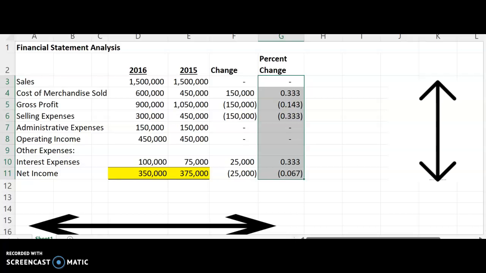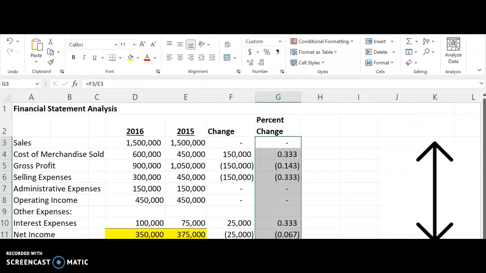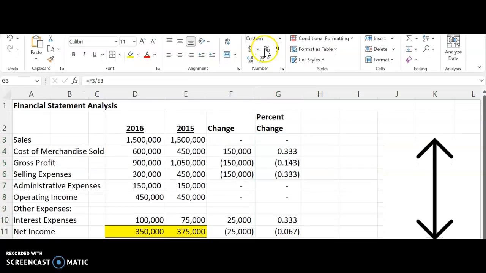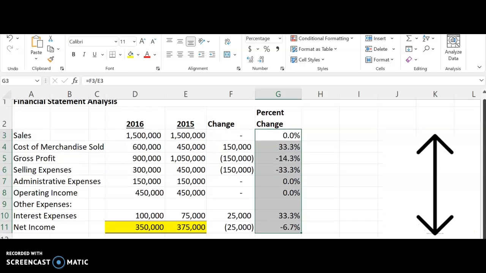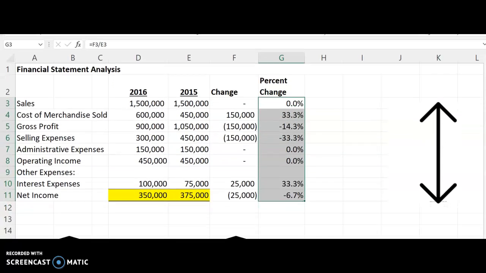Now, if you want to see this, let me move this up if I can for a second so y'all can see. You can highlight your sales here and click percent and see it change to a percent. Now, how would you do that if you didn't have a spreadsheet? Well, you would multiply it by 100.